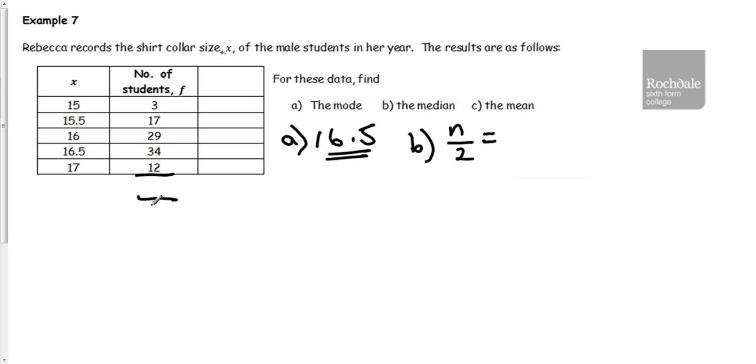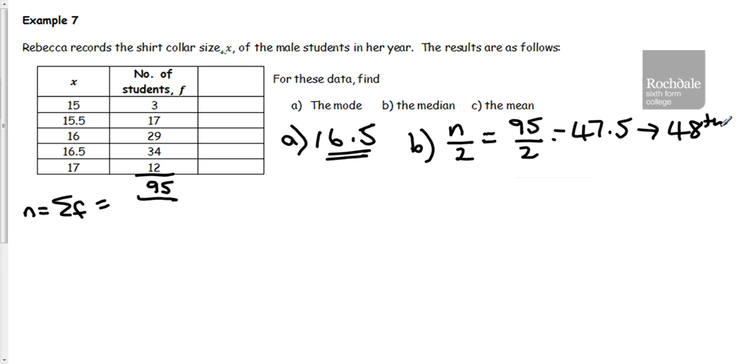Let's do a little bit of adding up. If we go down that column, I think that adds up to 95. So the number of people is 95. We call it n, or sometimes we call it the sum of the frequencies. It's 95. So we've got 95 divided by 2. I think that works out to be 47.5. And if you remember that rule on page 4, we have to round up. So we round up to the 48th.